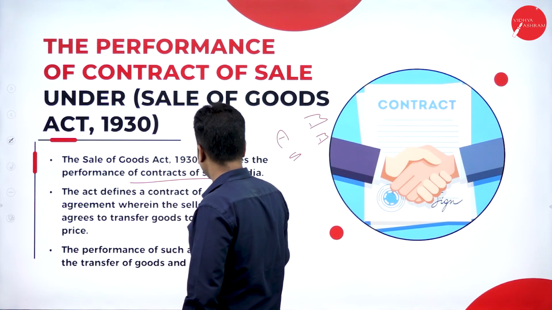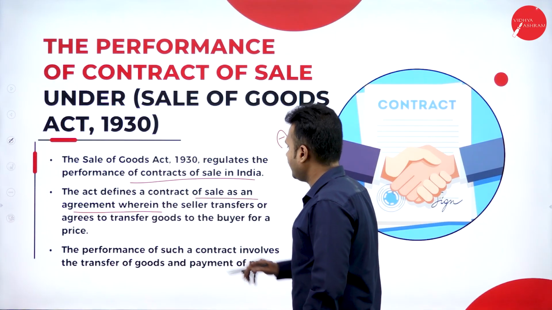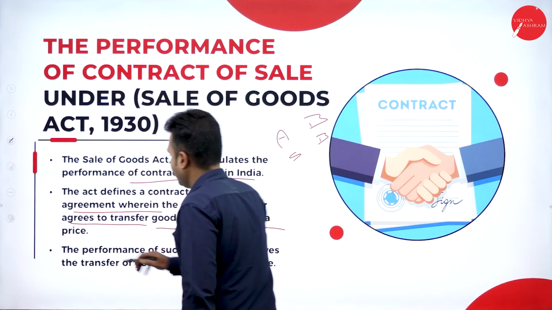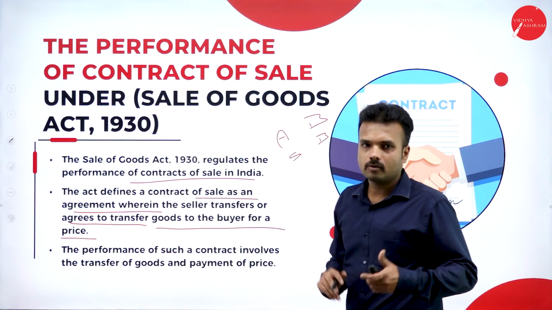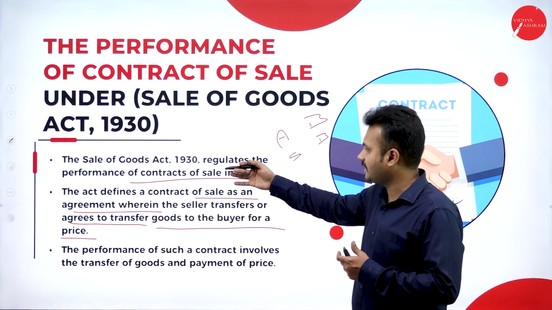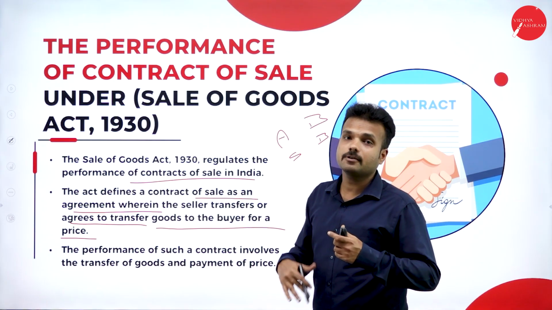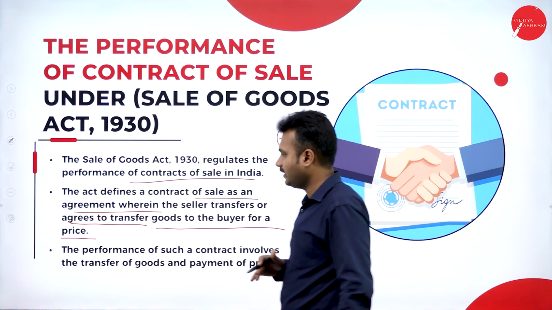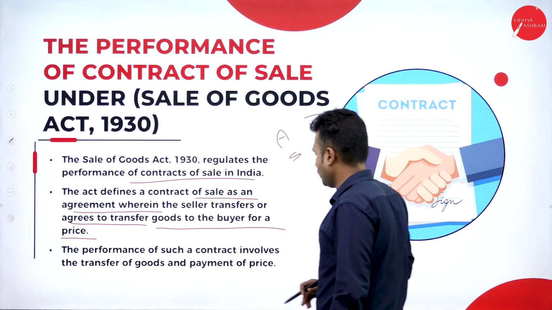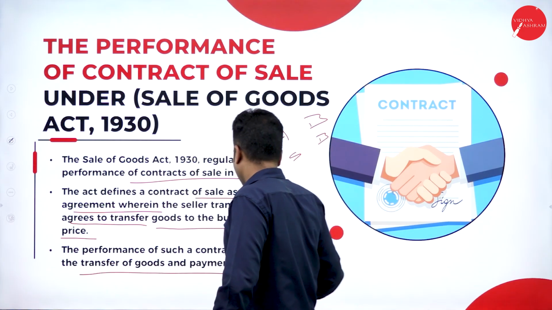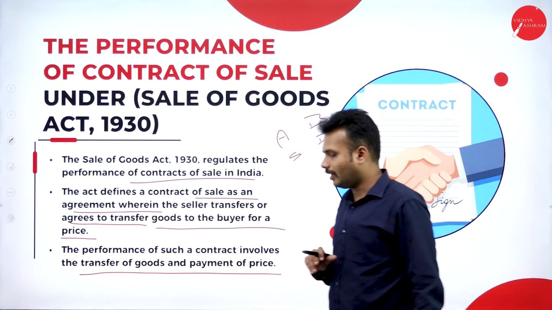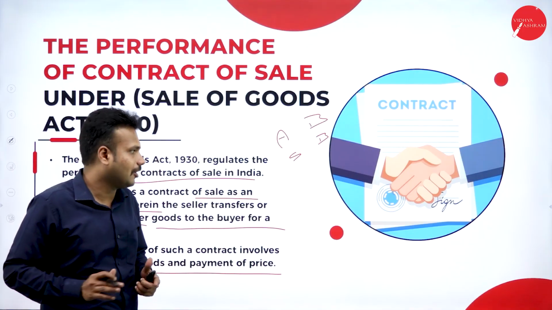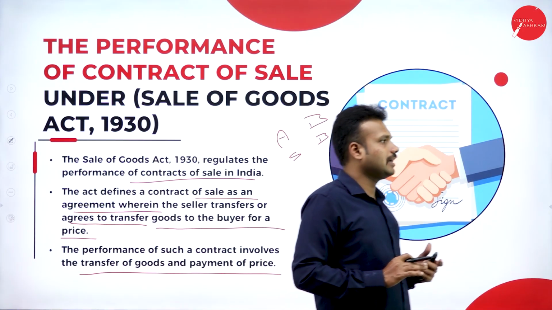The Act defines a contract of sale as an agreement wherein a seller transfers or agrees to transfer goods to the buyer for a price. So not only the sale of a product is considered under the Sale of Goods Act, but also an agreement to sale of goods is considered as an activity under the Sale of Goods Act 1930. The performance of such a contract involves the transfer of goods and payment of price. If we only enter the contract but never end the contract, it is not a valid contract. So what happens when the contract comes to an end?